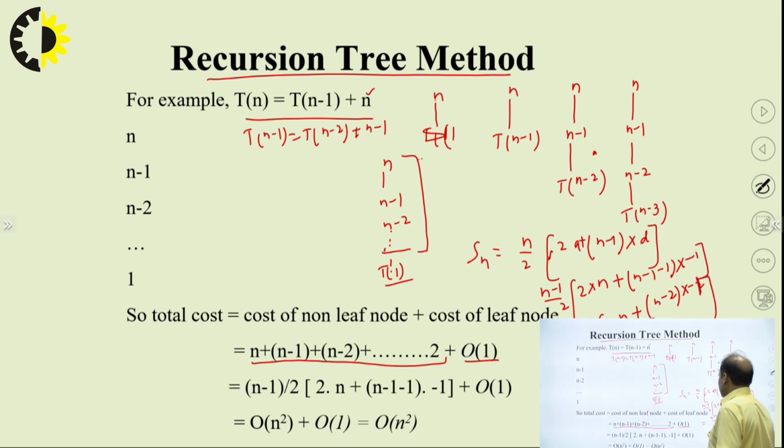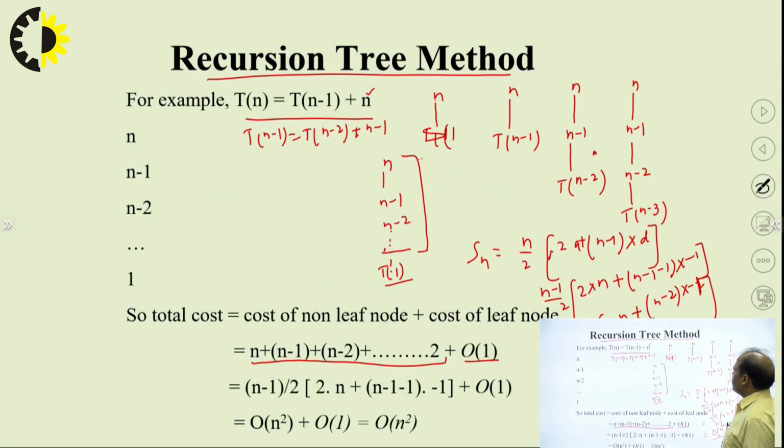After solving this, we can say that this is equivalent to big O of n square. So this is why it is very popular. The recursion tree is more popular than the master method, because we cannot solve this recurrence by using the master method.